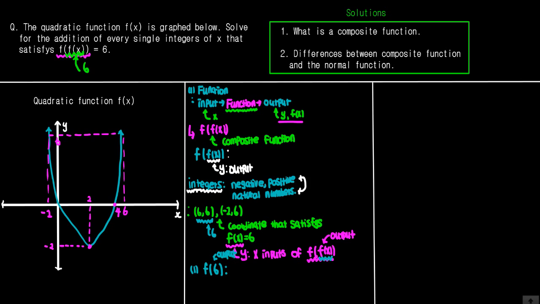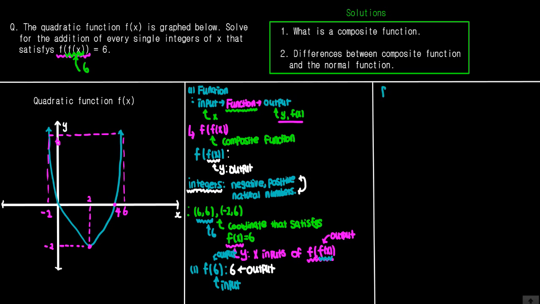So f of 6, we count 6 as the input of our new composite function. If you input 6, they still give us the output of our function as 6. So this is still going to give us the output, which is going to be 6. So this first one, 6, is satisfied.